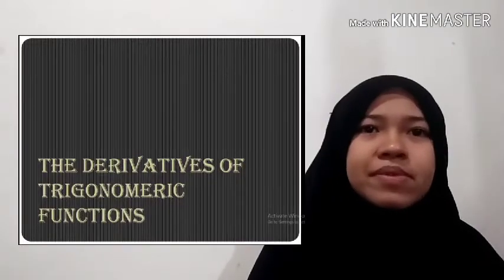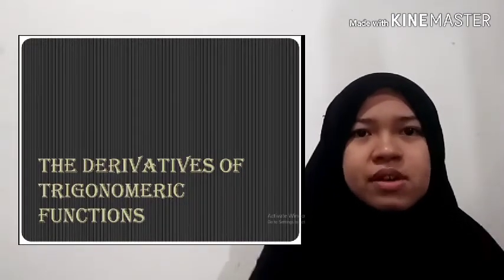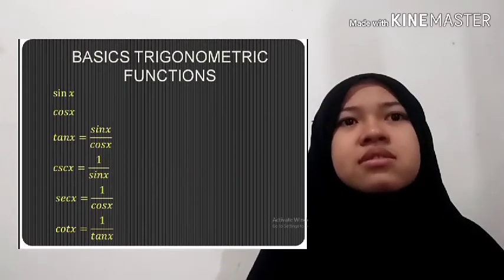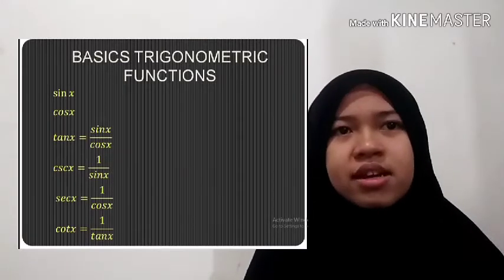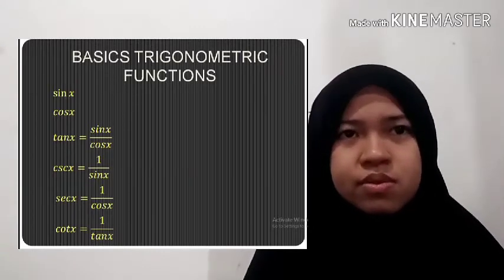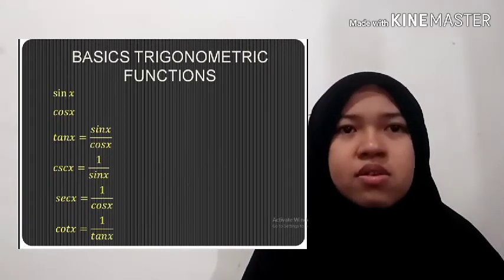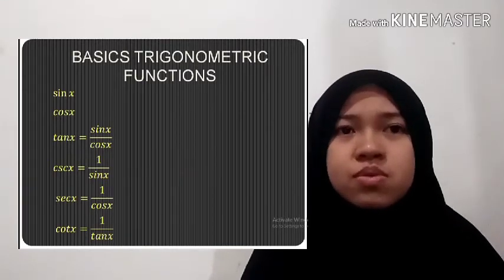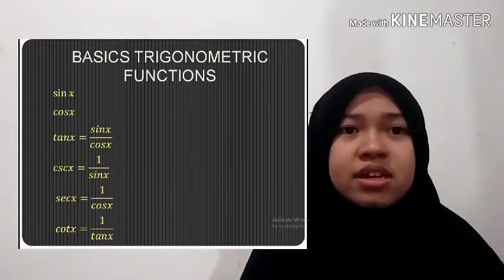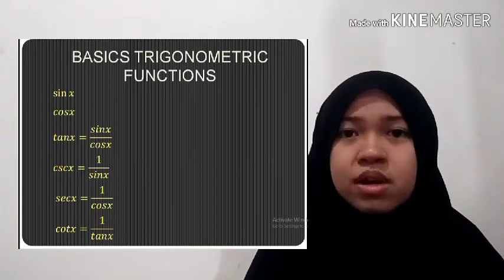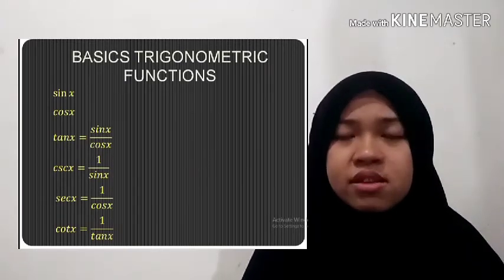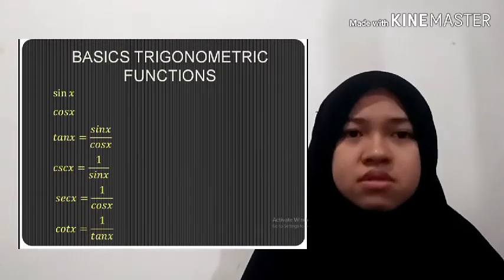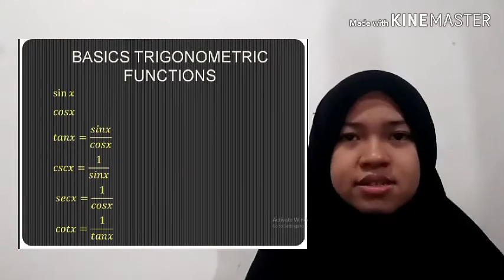And then the derivatives of trigonometric functions. There are 6 basic trigonometric functions: sin x, cosine x, tangent x, which is equal to sin x over cosine x, cosecant x, which is equal to 1 over sin x, secant x, which is equal to 1 over cosine x, and cotangent x, which is equal to 1 over tangent x, or cosine x over sin x.